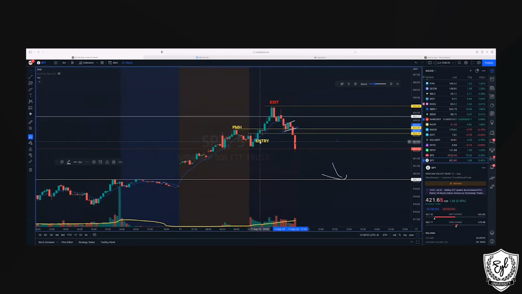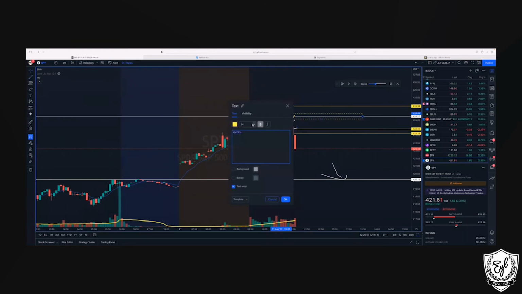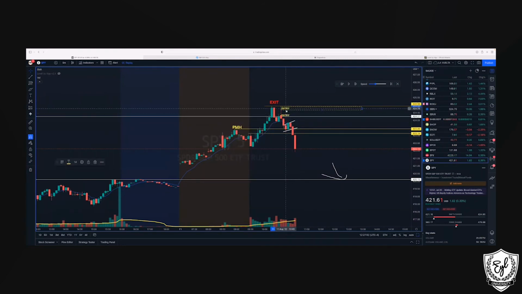So if you didn't get in at this entry, your entry could have been at the break of the bear flag. So again, multiple opportunities for you to get in. Entry up here, that would have been right here, a quick 5%, right? On a 10K account, that's $500, right? Or if not, you could have gotten in right here.